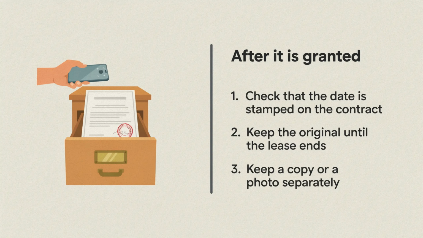There are things to do afterwards. First, check that the date is properly stamped on the contract. When the application was filed online, check that the grant is complete. Second, keep the original contract until the lease ends. That original is the document that proves the order.